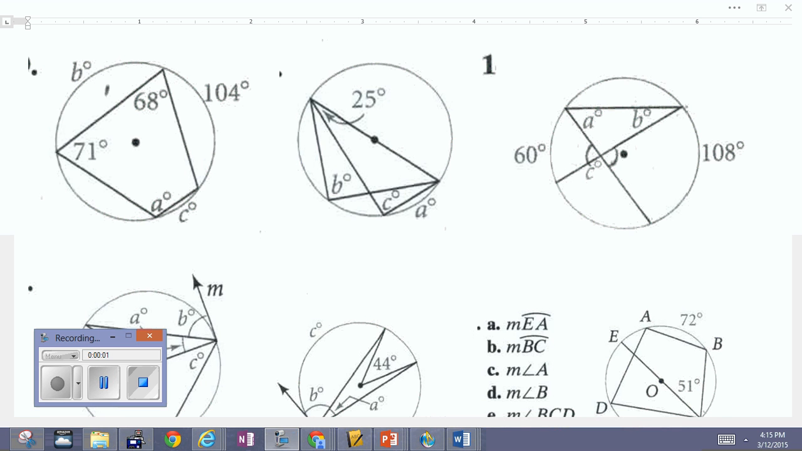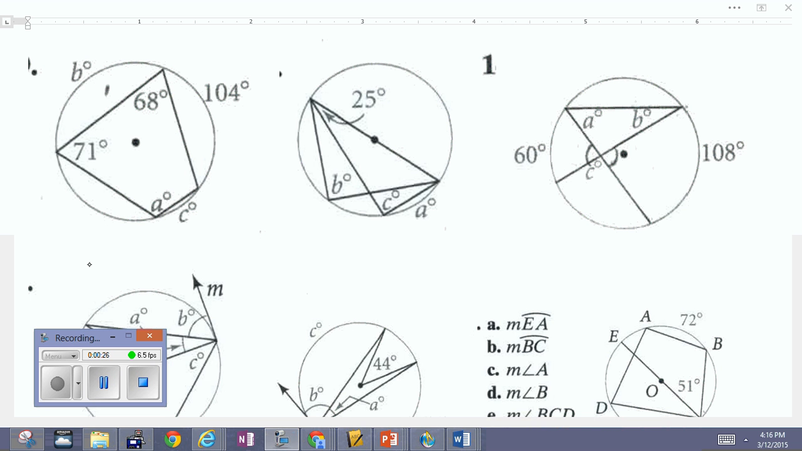We're looking at a few more of these problems, and we're going to identify what kind of problems we have, what kind of angles we have, and how we can find them. Now the first problem here: we've got to find some of the missing arcs so we can find the angles.